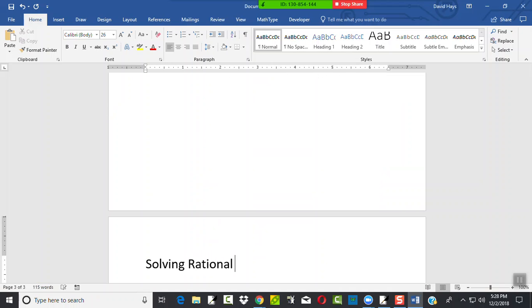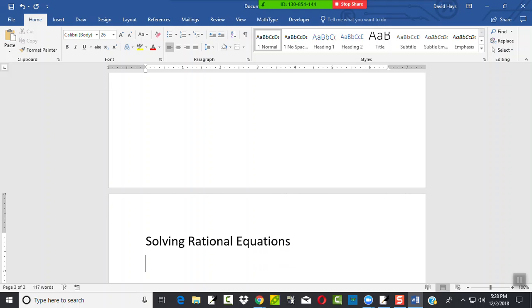Solving rational equations. Rational means a single fraction with a variable in the denominator. So you've got an equation that has a single fraction with a variable in the denominator. Step 1, get rid of parentheses, even though I don't think I hardly ever see that.